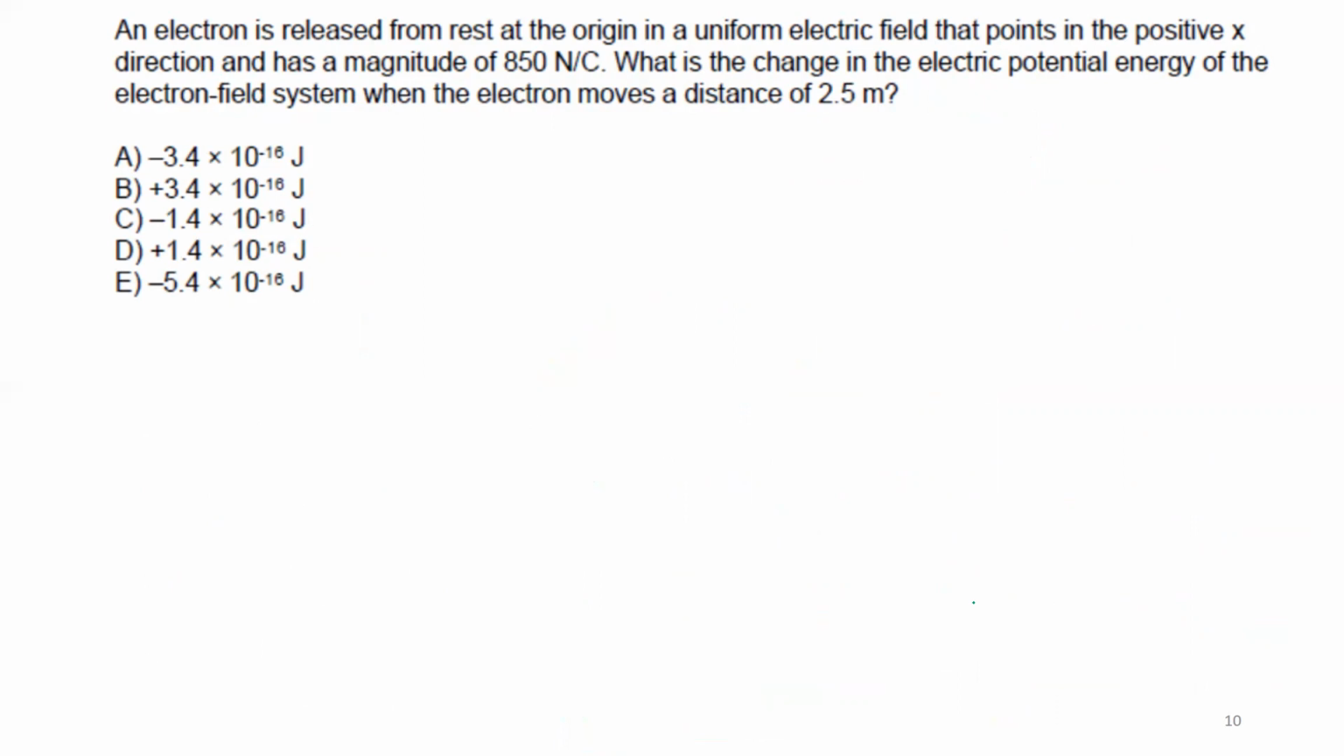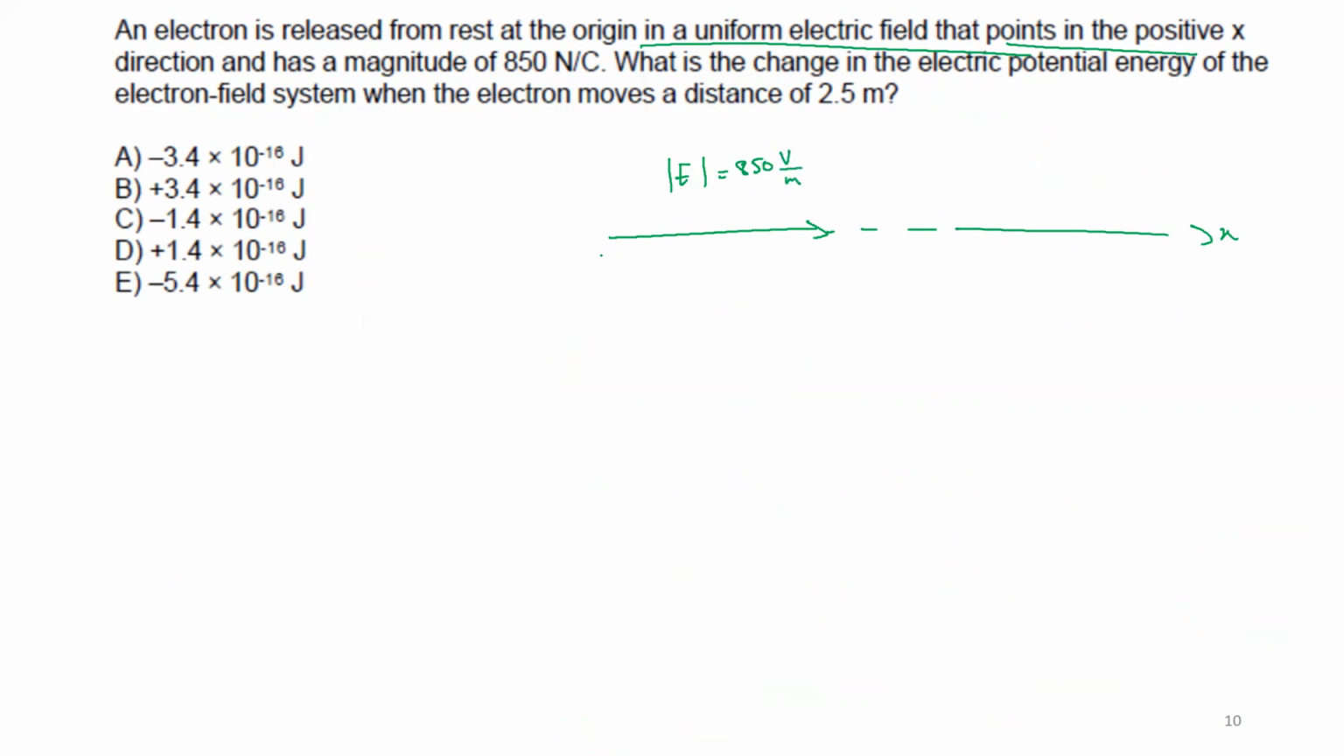Okay, now let's look at this problem here. What do we have? Read the problem carefully. We have an electron which is released from rest at the origin, in a uniform electric field that points toward the positive x direction. It has magnitude, so I have a uniform electric field, let's say E. It is pointing toward the positive x direction. This is positive x, and E in magnitude is just 850 volt per meter, or newton per coulomb.